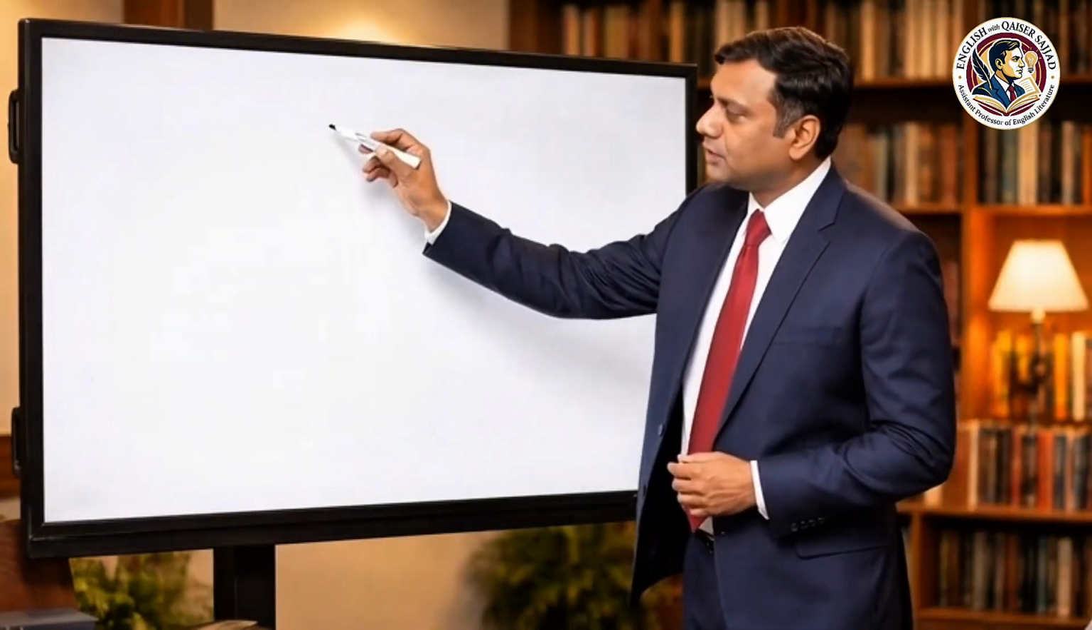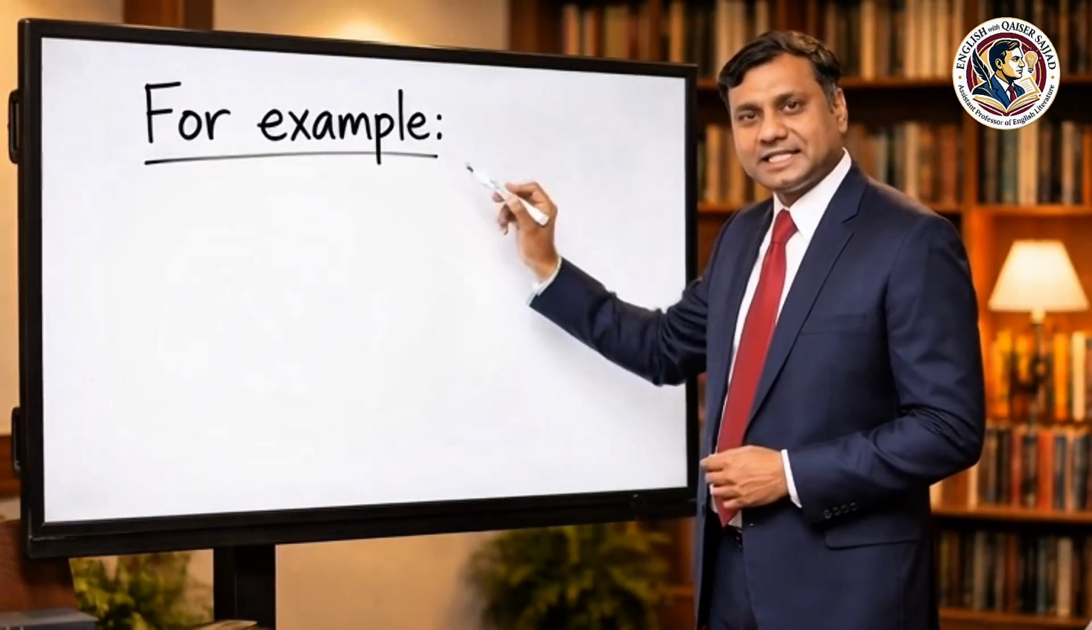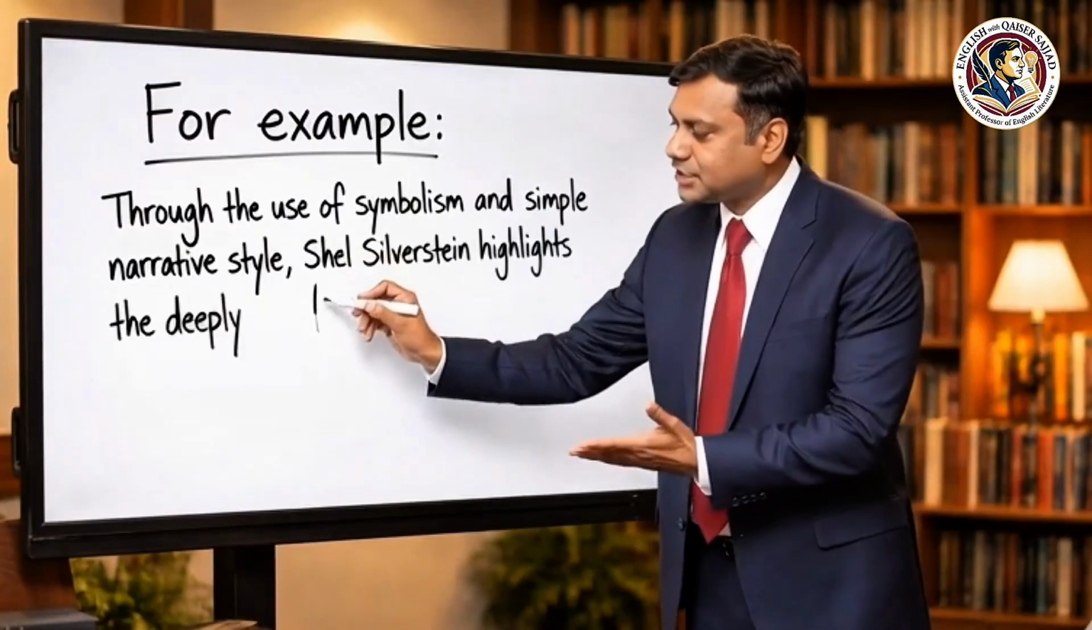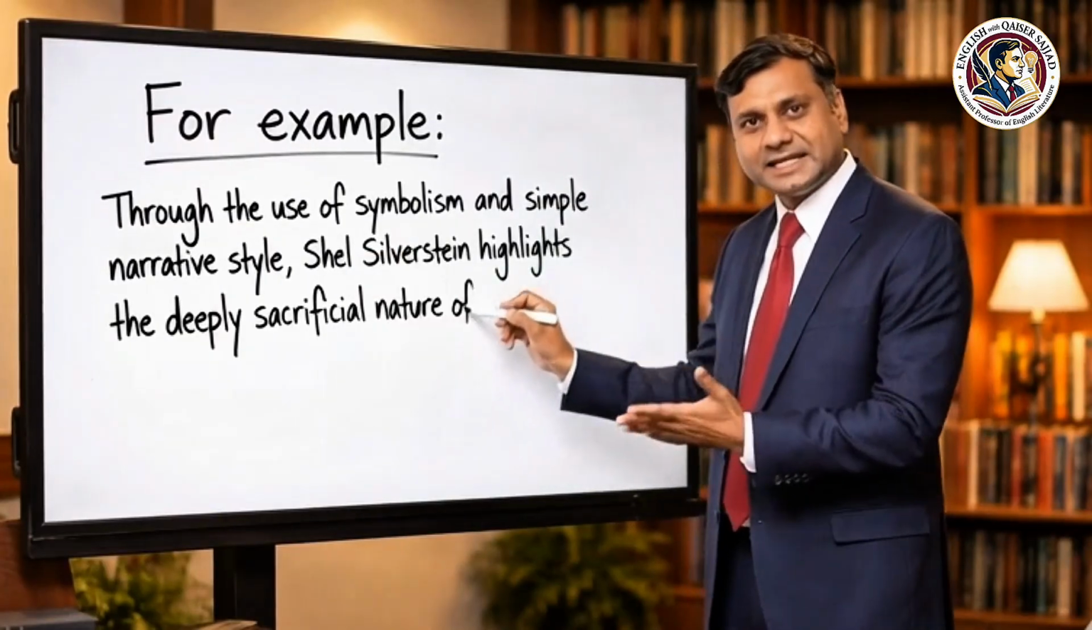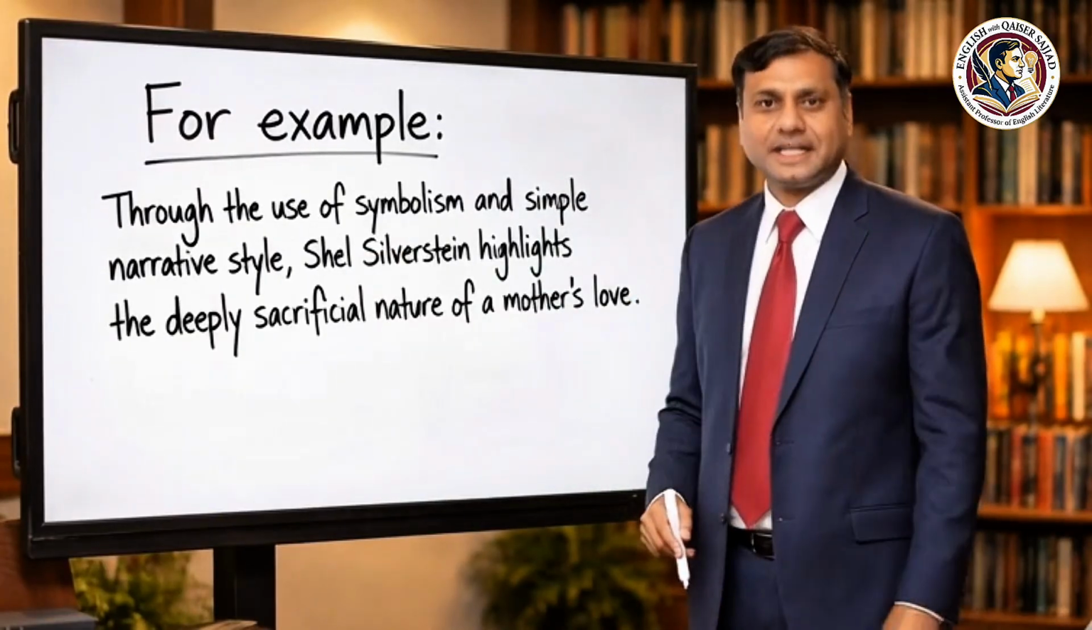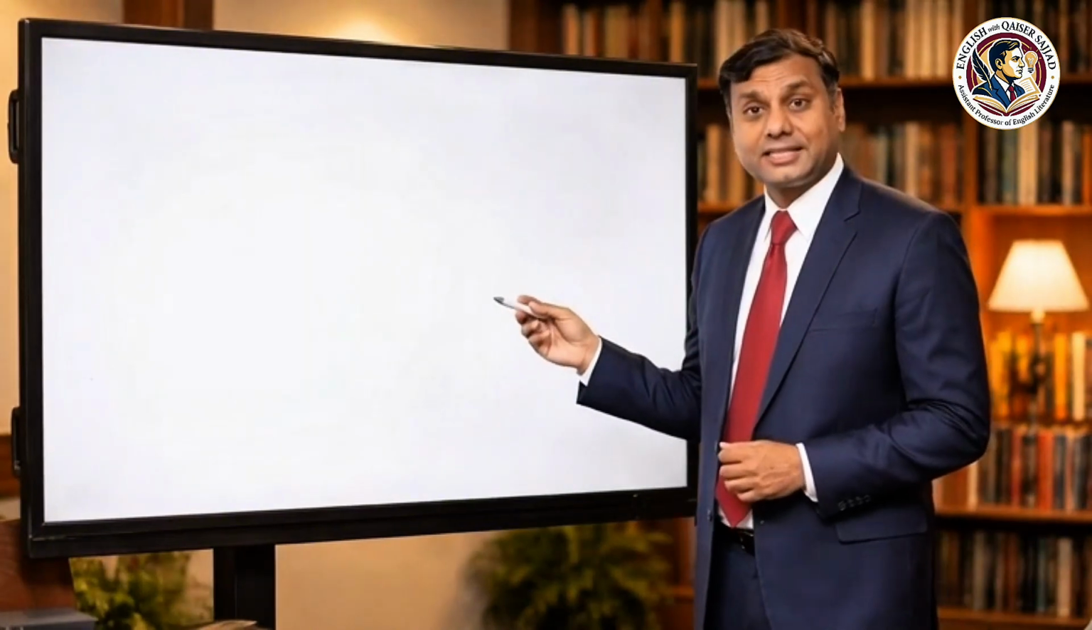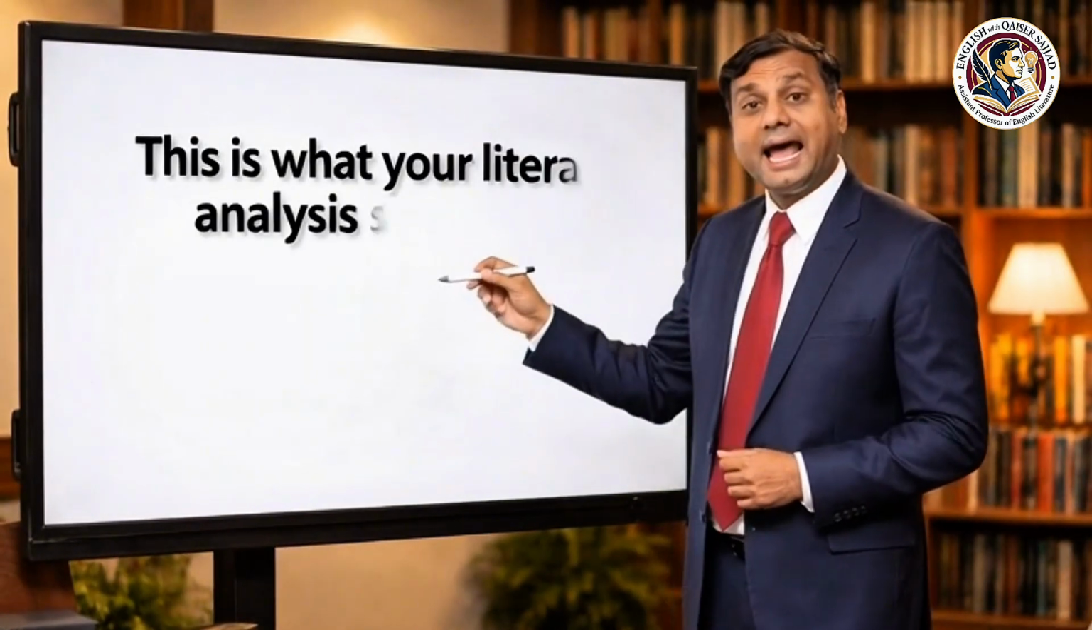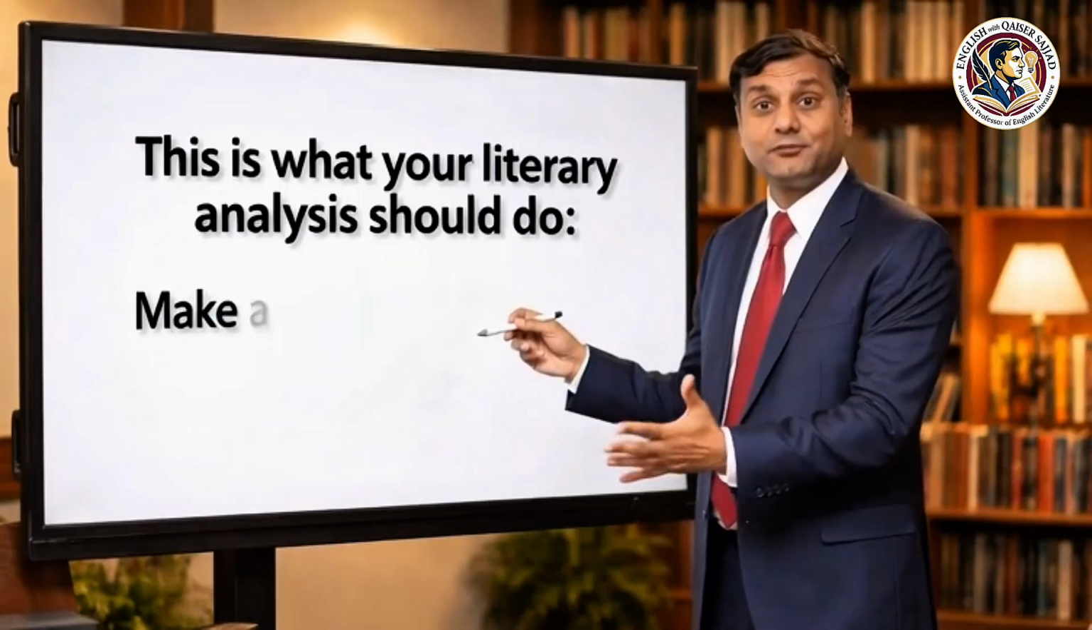For example, through the use of symbolism and simple narrative style, Shel Silverstein highlights the deeply sacrificial nature of a mother's love. This is what your literary analysis should do. Make a claim and support it with evidence from the text.